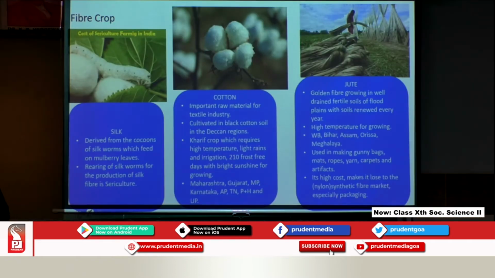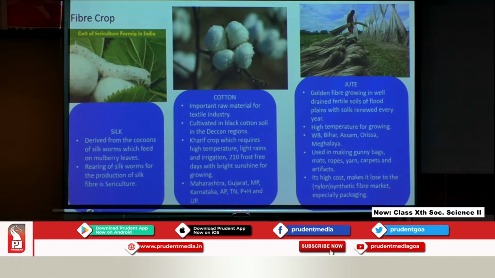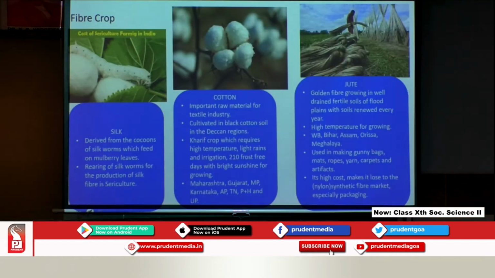Next we come to the other crops which are fiber crops. So food crops are over, this is fibers. The first fiber that we need to study is silk. You will see the silkworm there. The silkworm is eating the mulberry leaves and they have made the cocoon. So silk as a fiber is basically derived, and you already know about it. It is derived from the cocoons of the silkworms which feed on mulberry leaves. So what is sericulture? It is the rearing of silkworms for production of silk fiber is defined as sericulture.